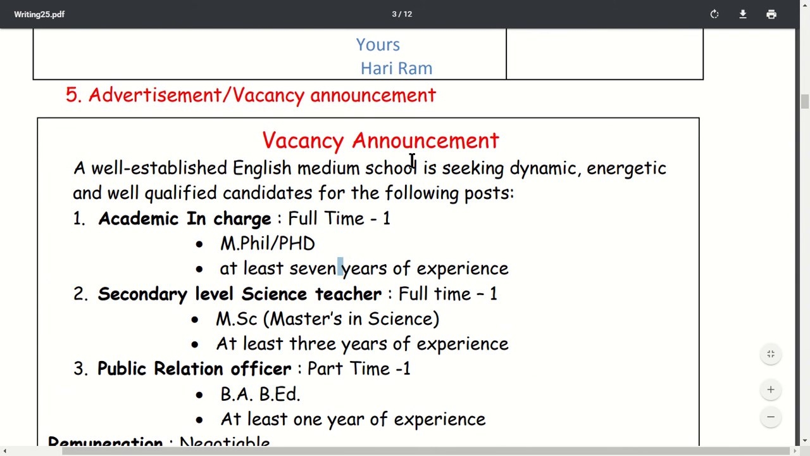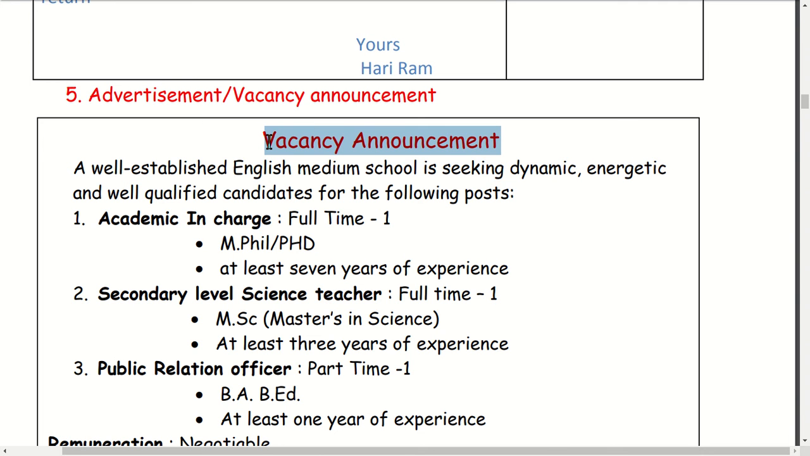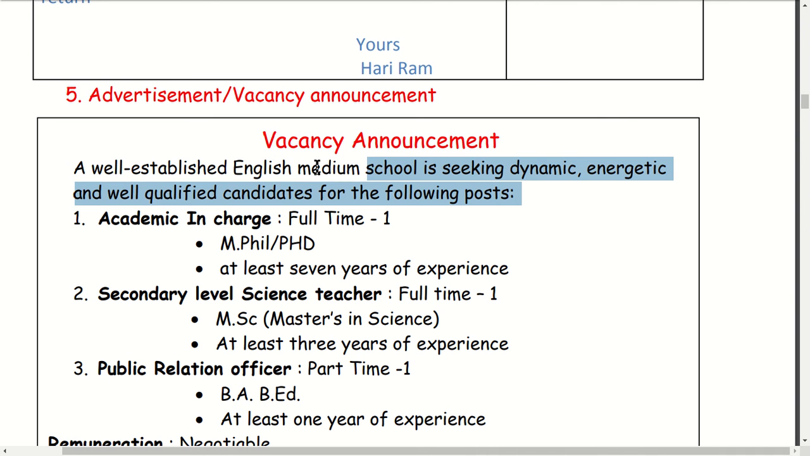Now, vacancy announcement. First of all, if you are asked to write a vacancy announcement, you have to describe the organization in one sentence in the first paragraph. Introduce the organization. You can write in different styles like this: a reputed, well established English medium school.